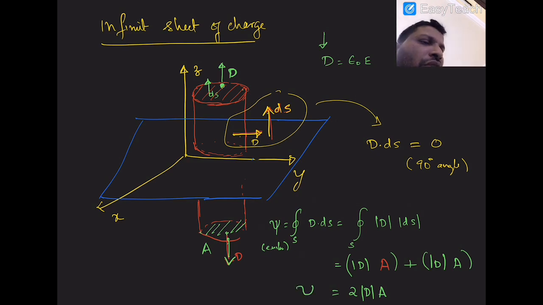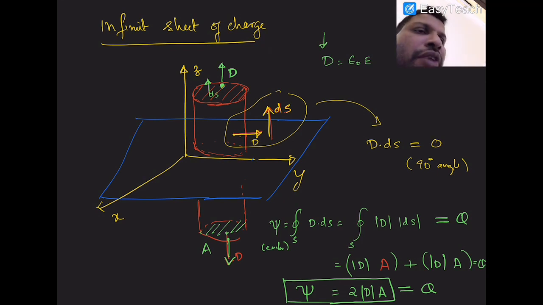So this will be the total flux, and according to Gauss's law, it will be equal to the total charge enclosed by that surface. So now we have to find what is the charge enclosed by that surface. According to Gauss's law, this will be equal to Q. So what is the total charge enclosed by that surface?